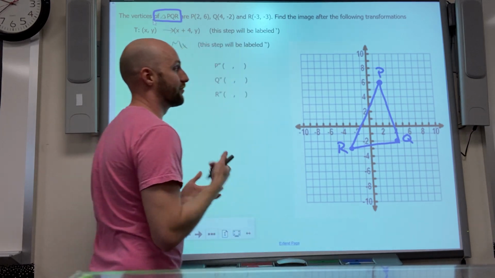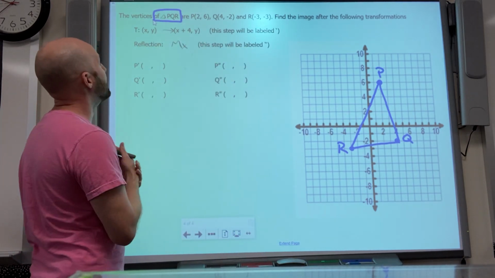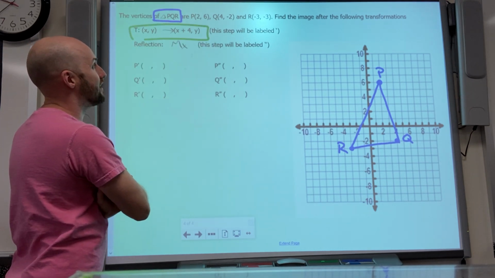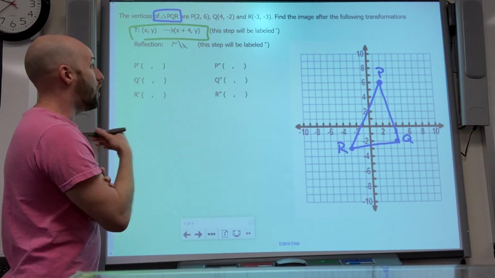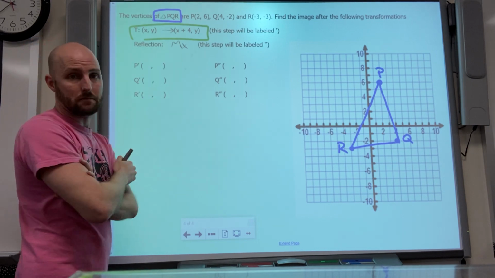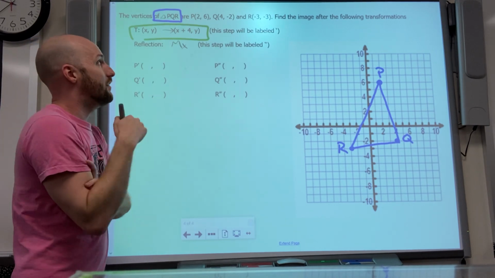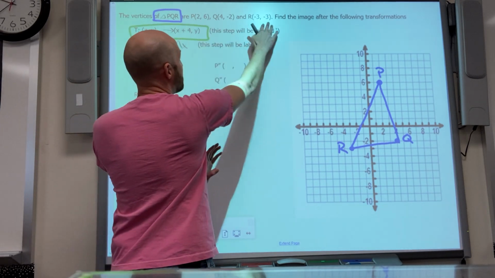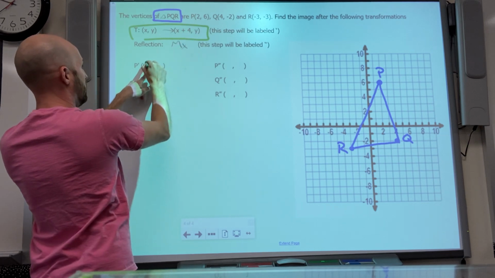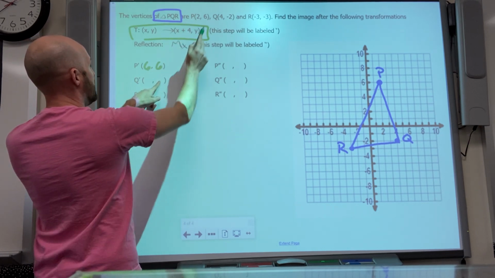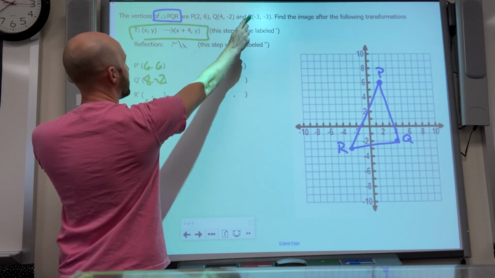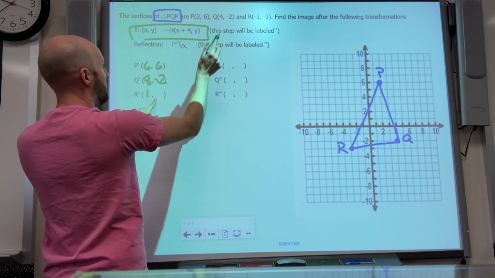So now I would probably switch to a colored pencil or a different color and look at the first transformation. This transformation says, just add 4 to the x's and do nothing to the y's. I'll be honest, with this type of transformation, it might be easy just to apply the rule and write them down. I don't have an issue with that. Sometimes there's a place for that, especially when I can see the numbers staring me in the face. So P, if I add 4 to the x, 2 plus 4 is 6, and the y didn't change. For Q, 4 plus 4 is 8, and the y didn't change. And then R, -3 plus 4 is +1, and the y didn't change.